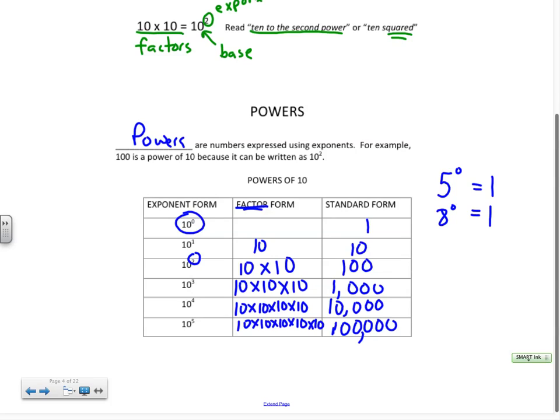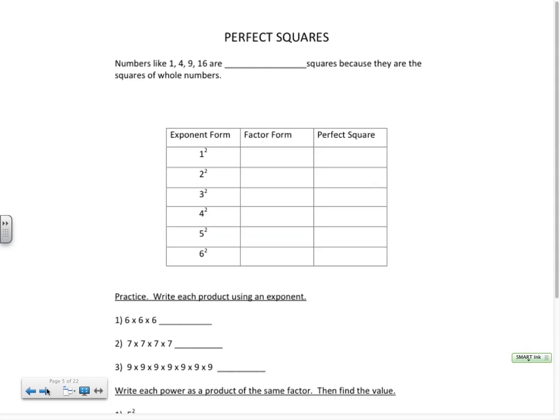Let's take a look at these zeros. Notice 10 to the first power has 1 zero. To the second power, 2 zeros. To the third power, 3 zeros. To the fourth power, 4 zeros, and to the fifth power, 5 zeros. So we can use that pattern to get those answers quickly. Let's take a look at the next page, and we're going to look at perfect squares.